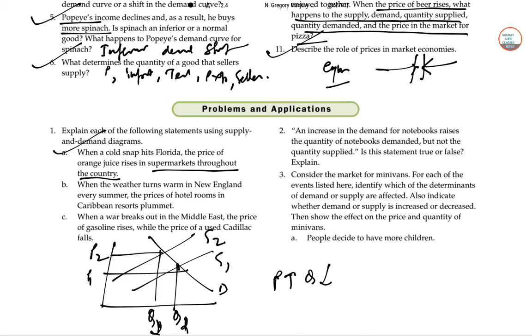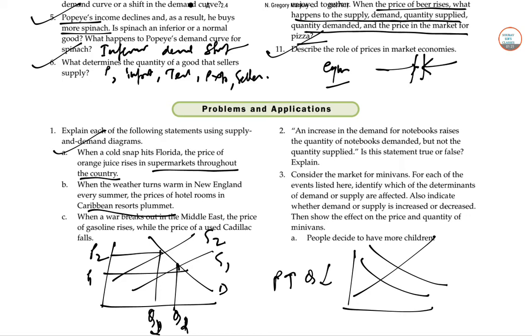Second, when weather turns warm in New England every summer, the prices of hotel rooms in Caribbean resorts plummet. People often travel to the Caribbean from New England to escape the cold weather, so demand for Caribbean hotels will go high. Here the supply of hotels is not changing, only demand. But what is happening there? The prices of the hotel rooms will go up.